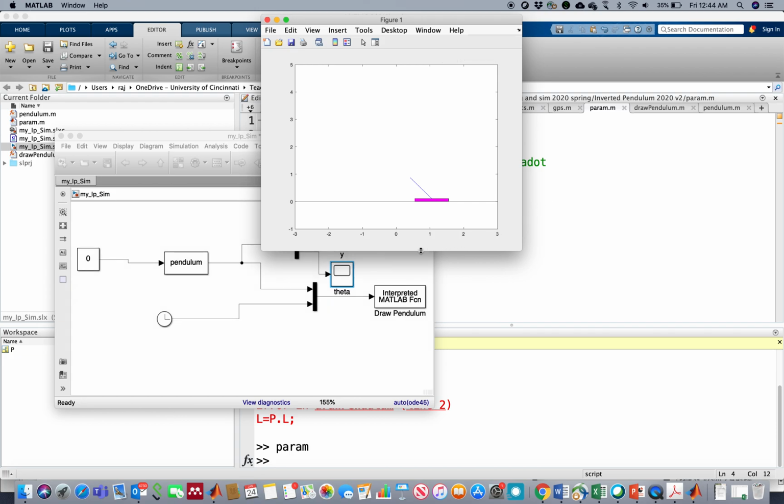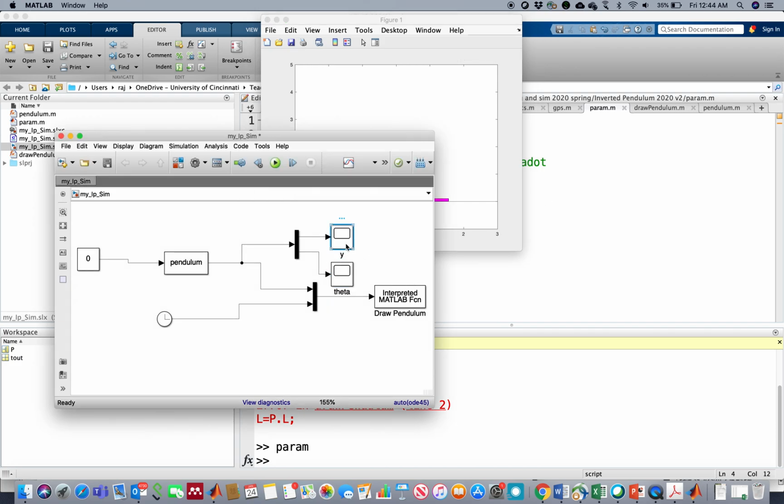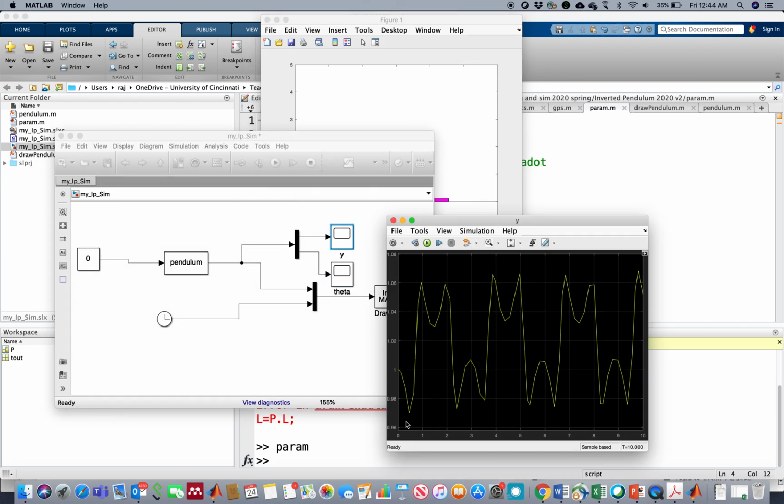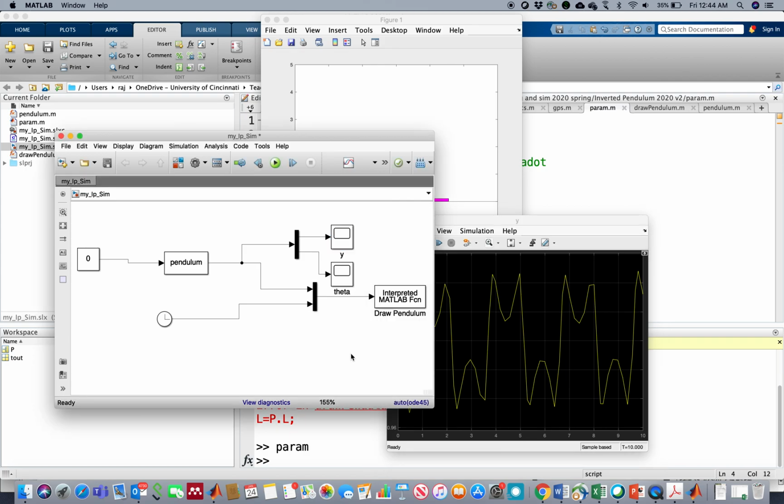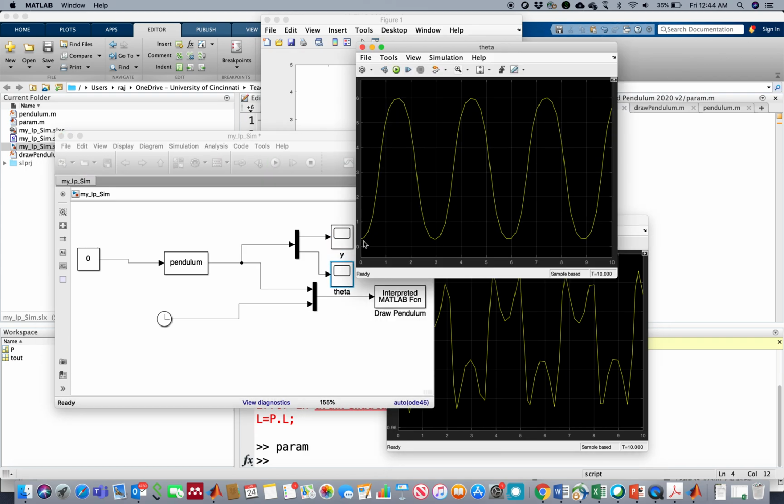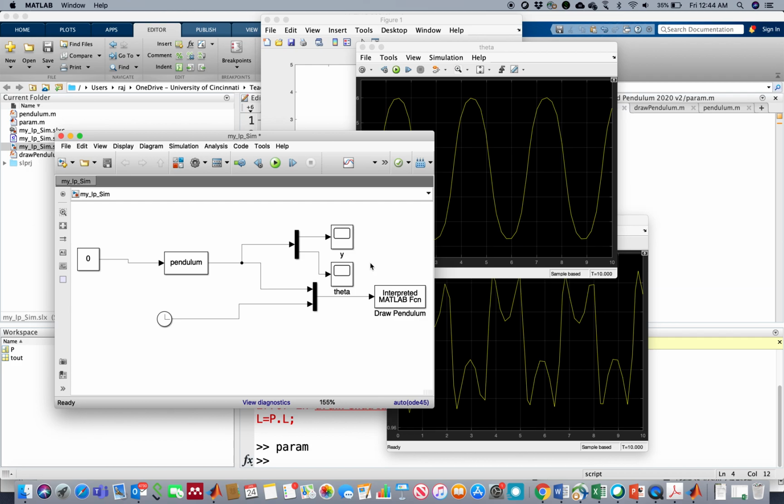Okay, let's see our y. Yeah, y moves again with similar motion. Theta again starts from 0.3, but the same oscillating motion is repeated all the time. Okay, so yeah, that is how your simulation should look.